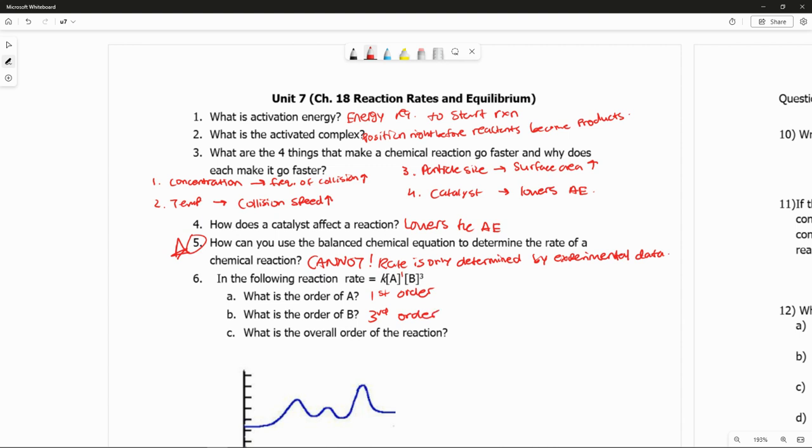What is the overall order of the reaction? Overall order, all you're going to do is add these two. So 1 plus 3 is 4. So your overall order is going to be fourth order.